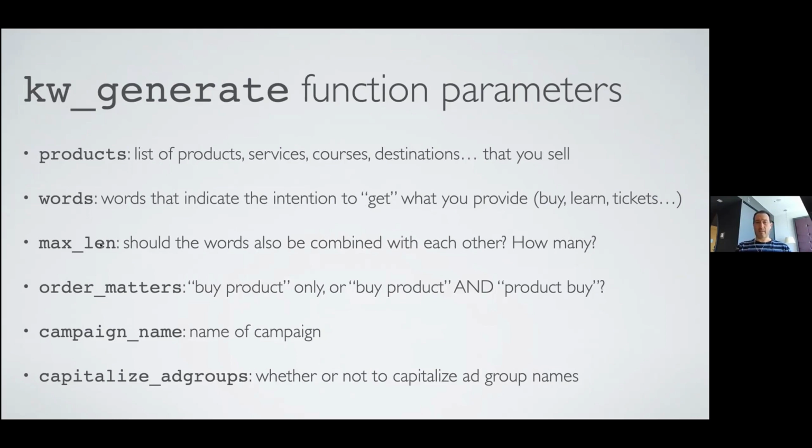Maximum length is how long you want those keywords to be: how many words should your keyword contain at a maximum, which you can determine. Order matters, true or false. So do you want the combination by product only, or do you want the various orderings of that keyword, so by product and product by? Campaign name, you can just rename the campaign, and this is just a very simple convenience, whether you want the ad groups to be capitalized or not.